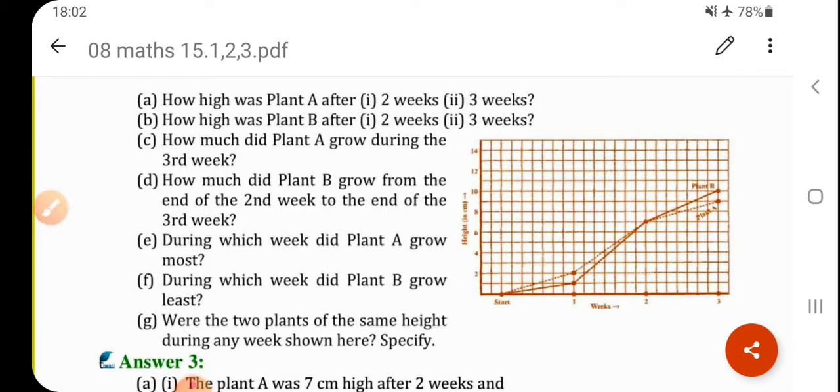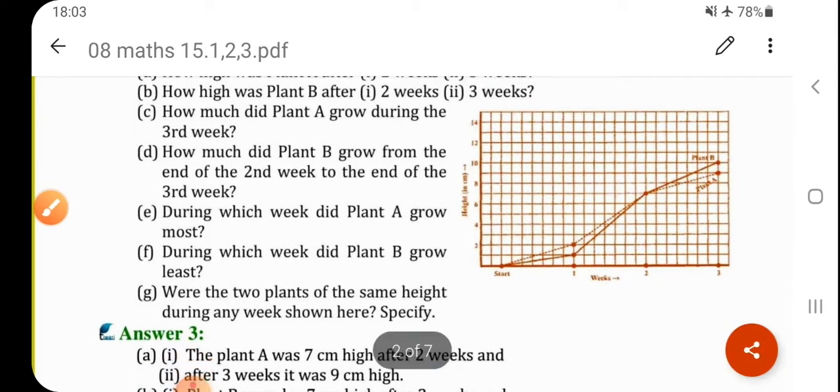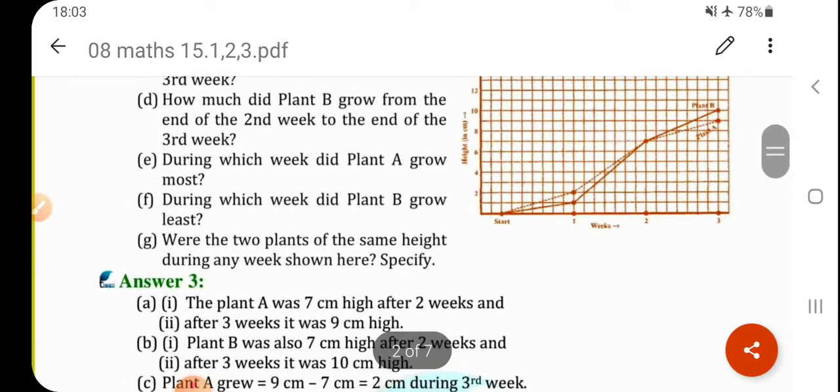First question, how high was the plant A after 2 weeks and 3 weeks? So we have to consider plant A only for 2 weeks and after 3 weeks. So at 2 weeks, here is the point, that is 7 centimeter, and for the third week, here is the point, so that is 9. So after 2 weeks it's 7 centimeter high, and after 3 weeks it was 9 centimeter high.